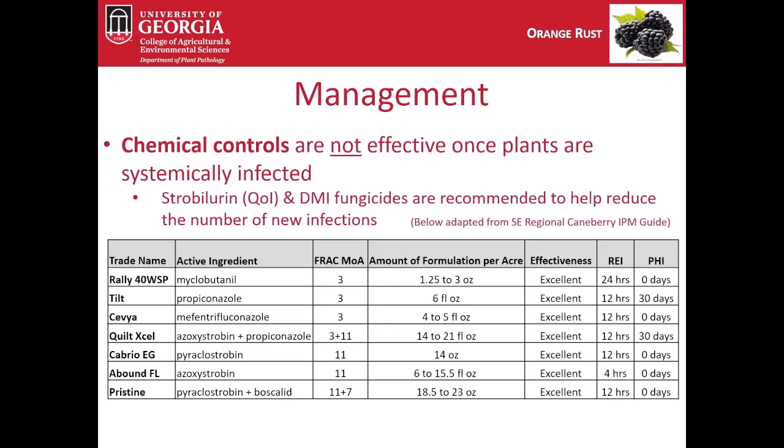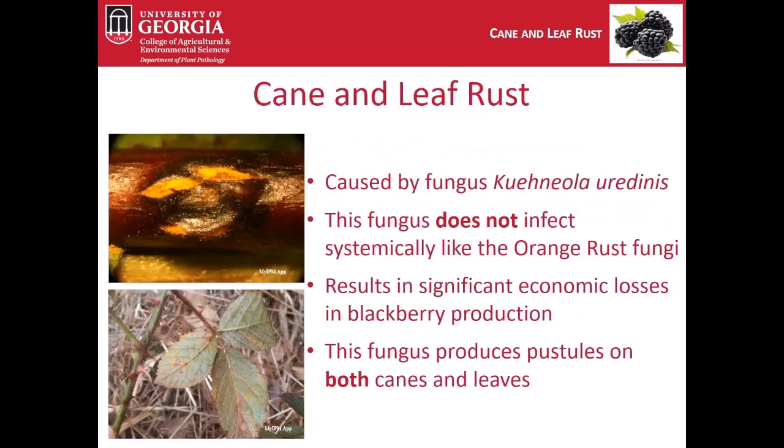And that's a very important distinction between these two types of rust. So cane and leaf rust is the other type of rust. Orange rust is what some people call the bad rust. Cane and leaf rust isn't a good rust for sure. It definitely causes significant economic losses in blackberry production, but it's not the death sentence for the production of the plant like orange rust essentially is. It's caused by a different fungal species that does not infect the plant systemically. And this fungus, unlike orange rust, produces pustules both on the leaves and also the canes. That's the name cane and leaf rust. Orange rust does not produce pustules on the canes, but cane and leaf rust does, so that's another way you can tell them apart.